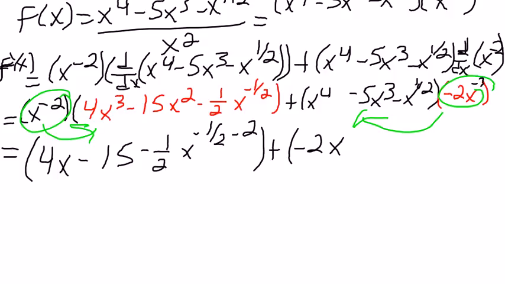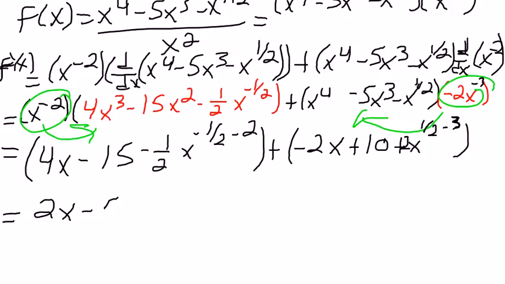So that's going to give you negative 2. I forgot about that, yes, the little derivative. Obviously, you take away 1. So that's going to give you negative 2x, and then negative 2 times negative 5 is going to give you plus 10, and then that's going to give you plus 2x to the power of 1/2 minus 3. Okay, so now we're going to simplify this even further. So what this gives you is 4x, take away 2x, leaves 2x, negative 15 plus 10 is negative 5.